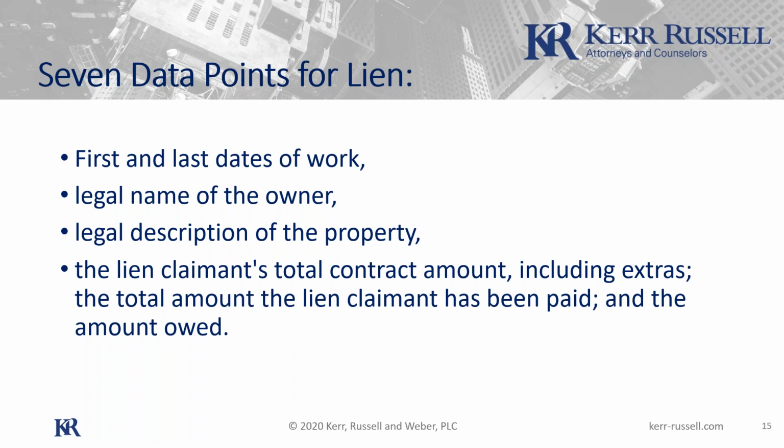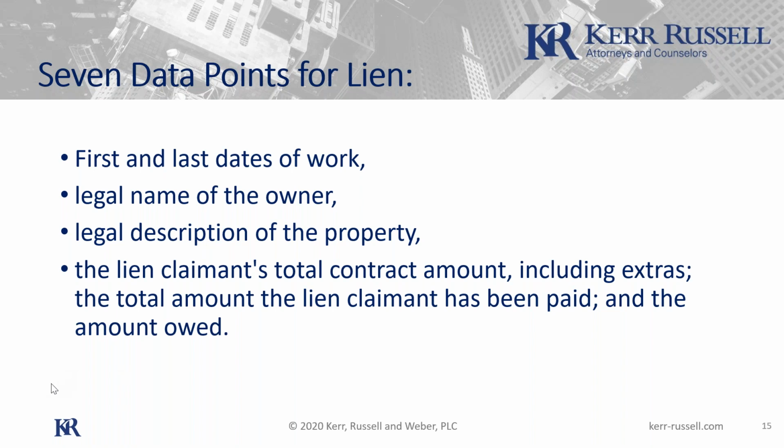And then the last 3 pieces of information are the total contract amount, which you're allowed to include extras. You're allowed to include good faith extras that haven't been reduced to change order. That's always something that the clients do. But less than already been paid, which should then result in the amount owed. Of course, half the time the clients give you those 3 figures, they don't all jive, but we have to make it so. And so those are the 7 points that you need to fill in the lien form.